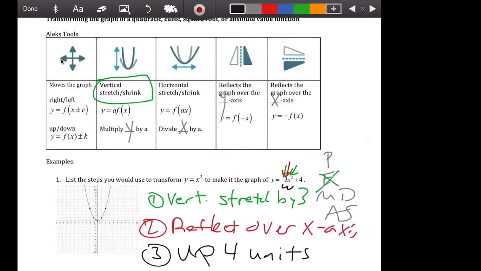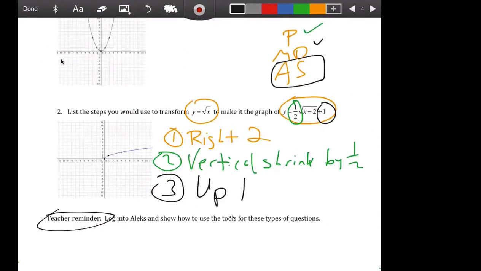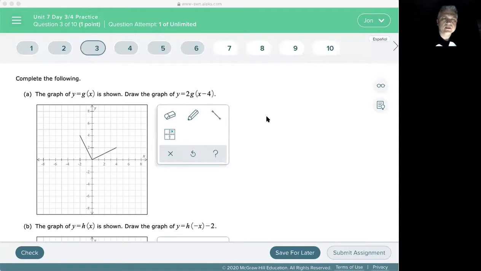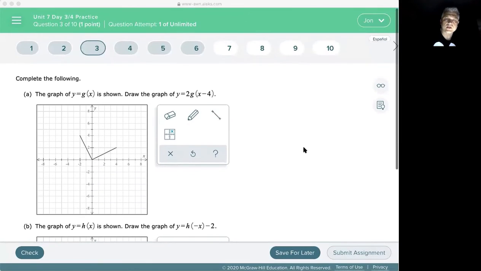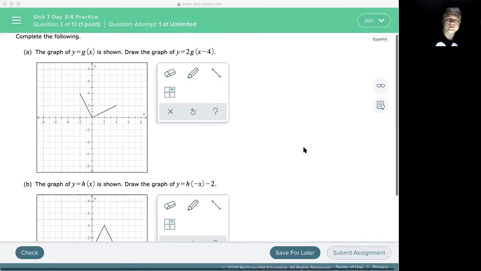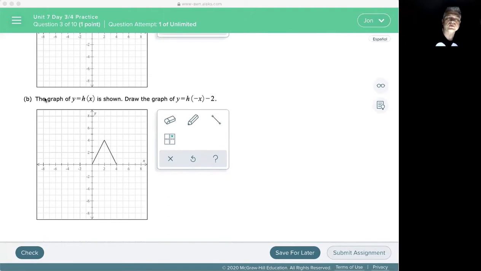Okay, I'm going to log into ALEKS, and I am going to try to show you here just how easy these questions are in ALEKS. Okay, check this out. All right, so what I've done here is I've created a student view in my ALEKS. So I'm just going to do a couple of questions here with you, just to give you a for instance. So here are a couple of ALEKS questions.